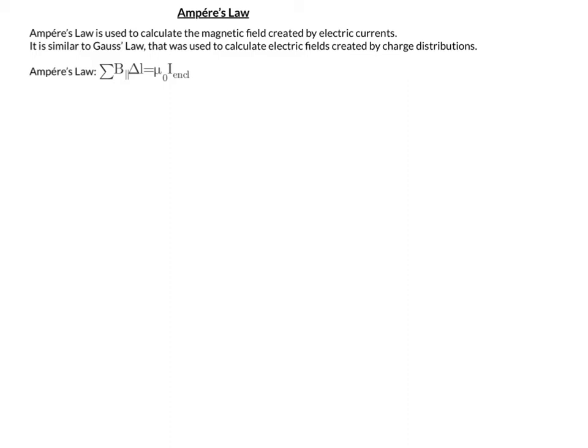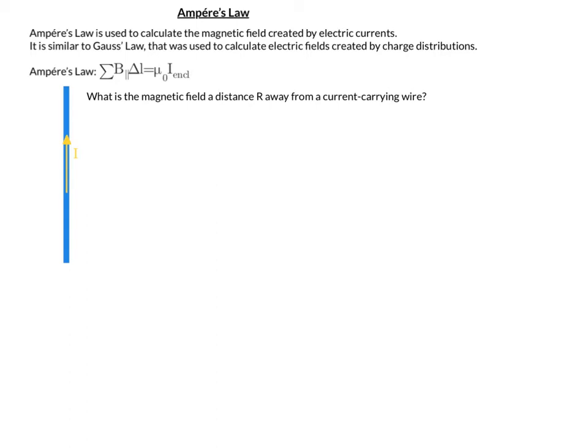So here is Ampere's law. It says that the sum of the magnetic field that is parallel to a closed loop is going to be equal to mu naught, which is the permeability of free space, times the current enclosed. So let's see how exactly we apply this.